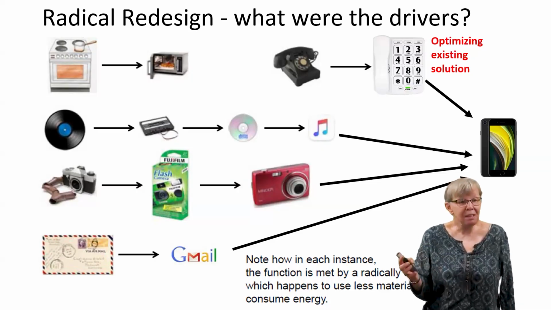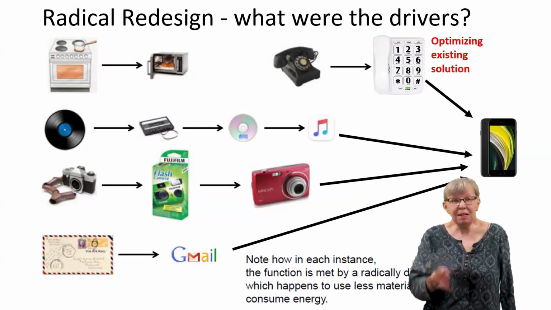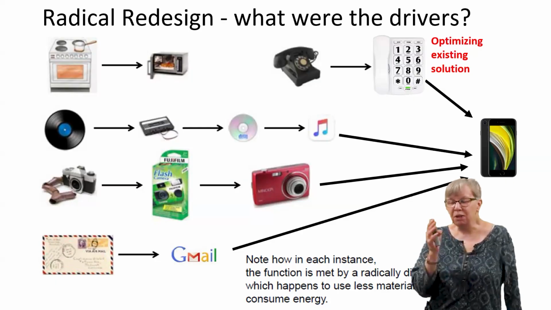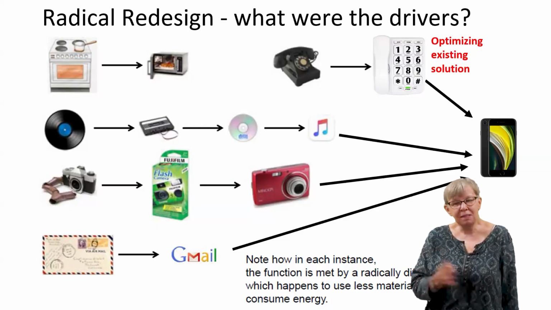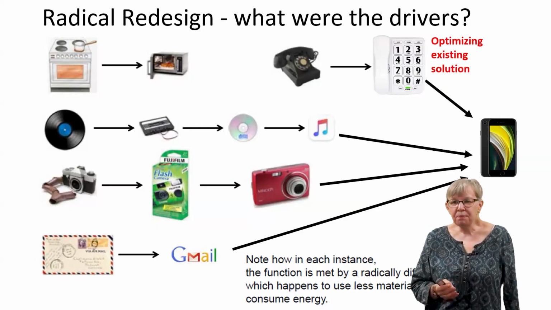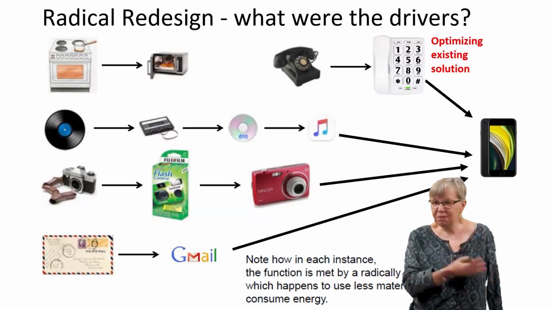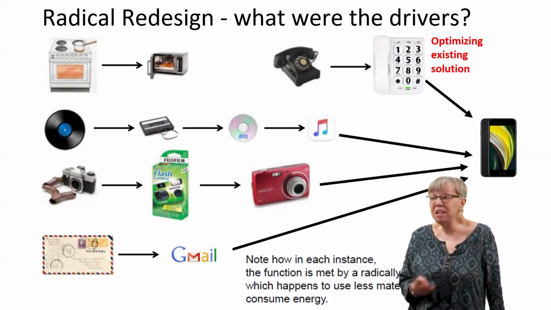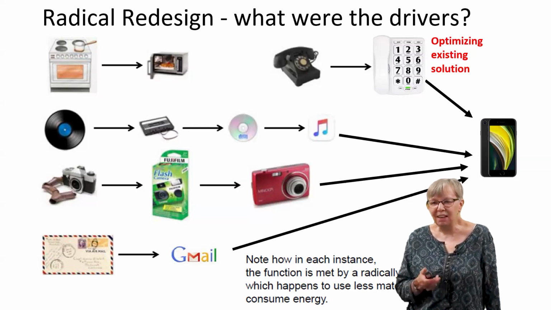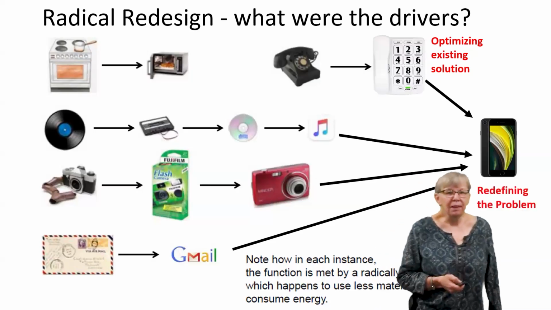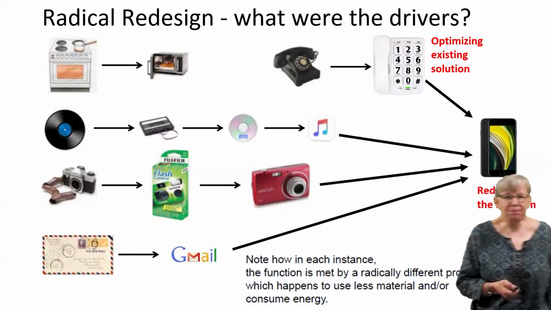There's a lot of bad stuff in a phone, but we don't need to make other phones and cameras and CD players and CDs, and we don't need to deliver mail as much. So it's caused some problems, but it's also reduced some of the material good elsewhere. So we can do this. We can do radical redesign. I just want to give you a couple more. Yes, this is redefining the problem.